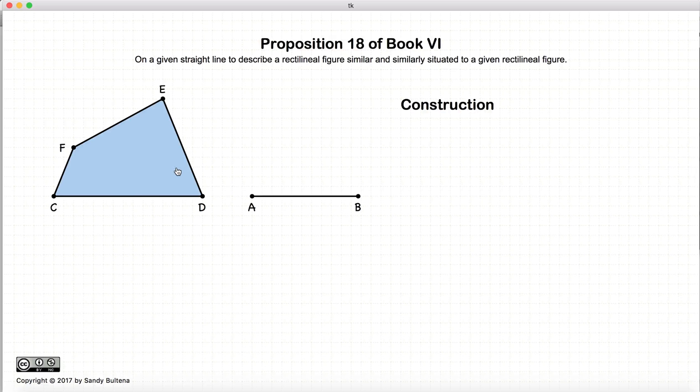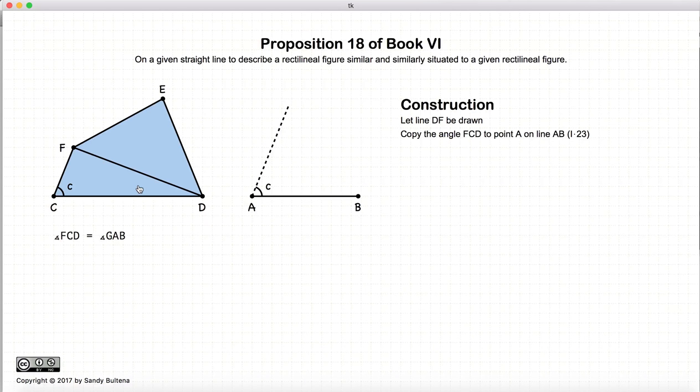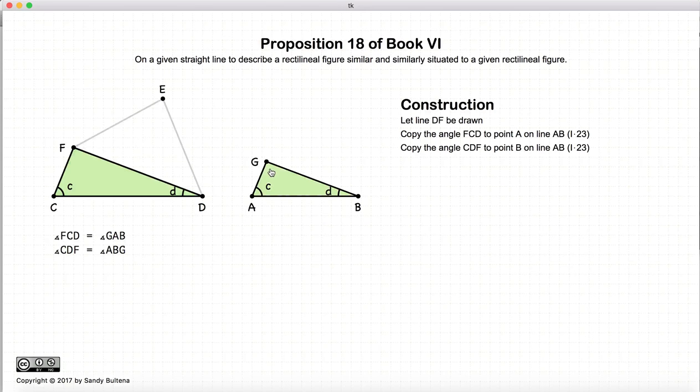So the first thing we're going to do is to take our polygon and divide it into triangles. In this particular example, we have two triangles. We're going to copy the angle FCD to the point A, and we're going to copy the angle D to the point B, and label the intersection as G. And now we have two triangles.